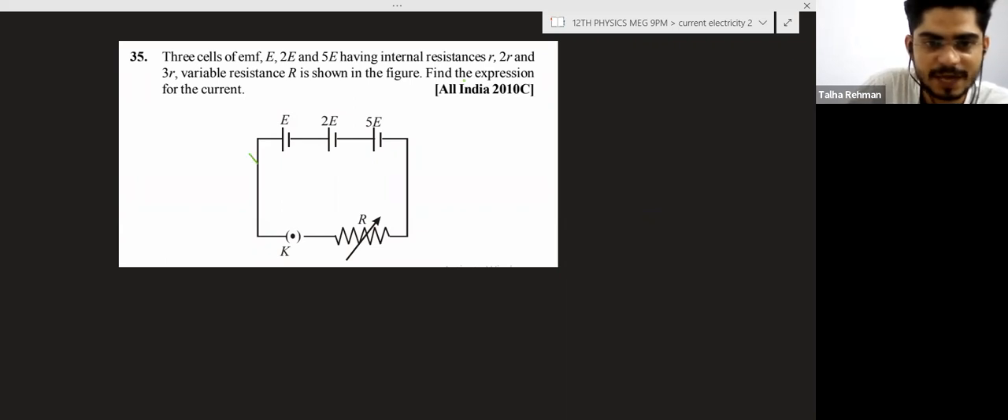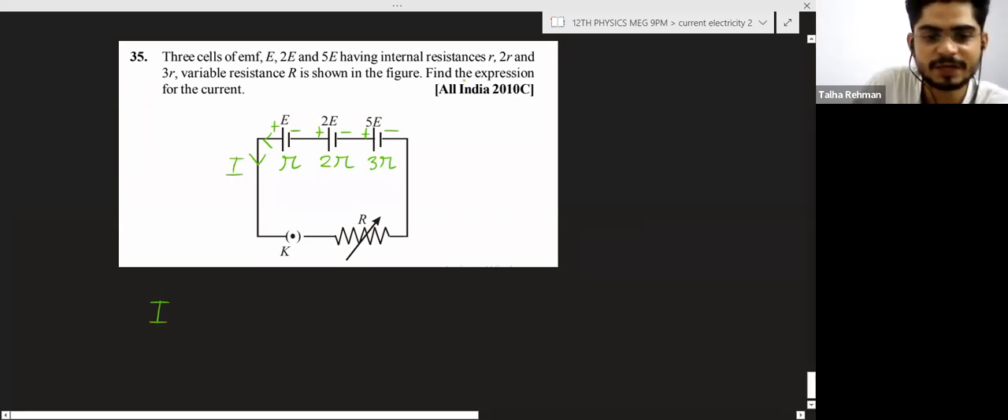So current is flowing like this. I am supposing this is the positive terminal, this is negative, this is positive, this is negative, this is positive, this is negative. This has an internal resistance R, this has an internal resistance 2R, this has an internal resistance 3R. Okay. And suppose this is the current flowing like this. And how can you find the current?